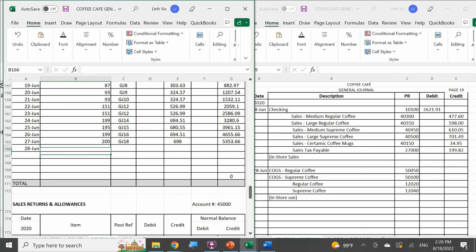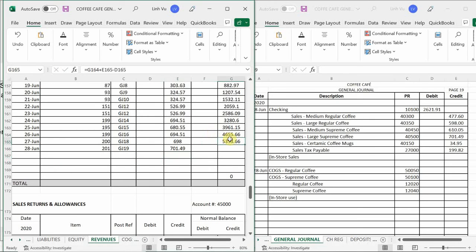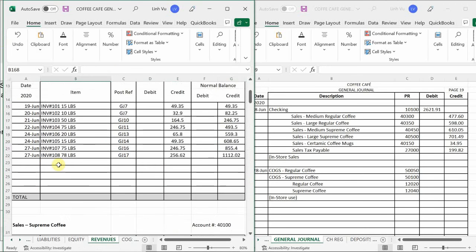And then for the large stream, 628, 201 cup, page 19, and $701.49. That gives us $6,055.15. Good. 6,055.15. Go ahead. Yes.